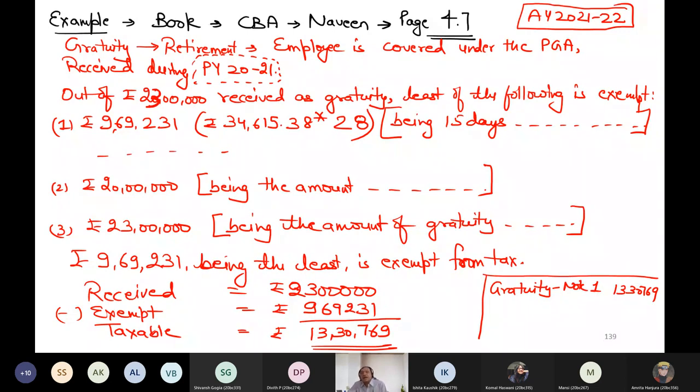When any employee who is covered under the Payment of Gratuity Act 1972 receives gratuity at the time of retirement or leaving the job, during the previous year you receive the amount. So out of that amount, how much is taxable? The entire calculation revolves around doing this simple calculation, that 13 lakh 30,769 is the amount which is taxable as gratuity.